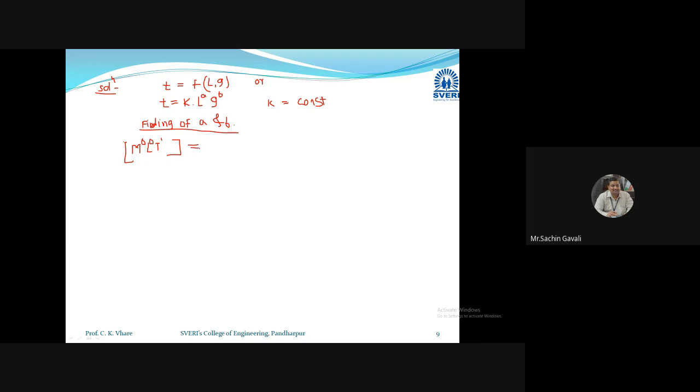Anybody? It is equal to K, we'll write it as K as it is. Now L will be what? M raised to 0, L raised to 1, T raised to 0, all raised to power A, into G. G means what? Acceleration due to gravity, meter per second square.